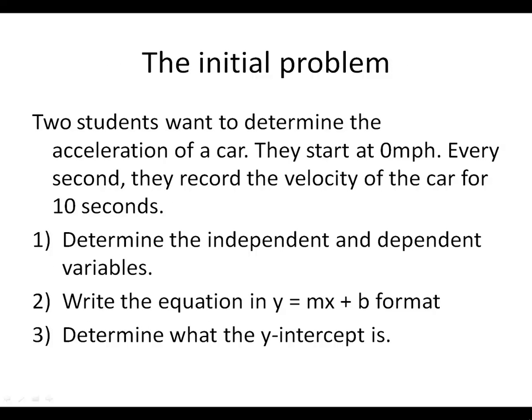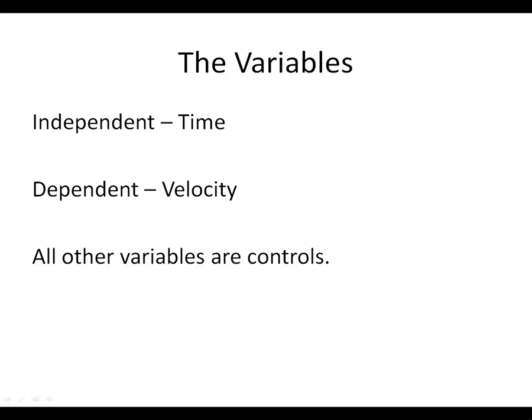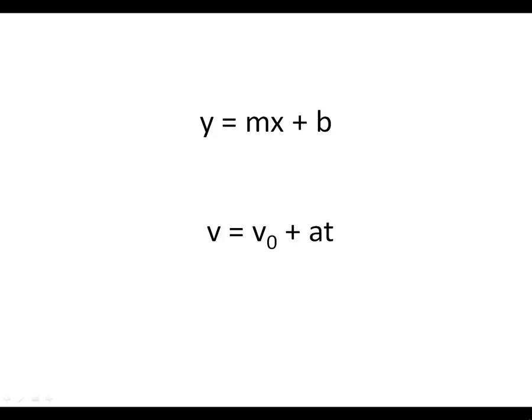If we recall the initial problem, two students want to determine the acceleration of a car. They start at 0 miles an hour and they speed up, and every second they record the velocity. So we've already determined that the independent variable is time, the dependent variable is velocity, and all other variables are controls. We have the equation y equals mx plus b, and the equation velocity is v initial plus at.